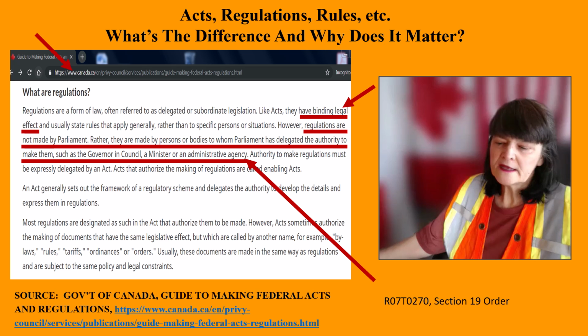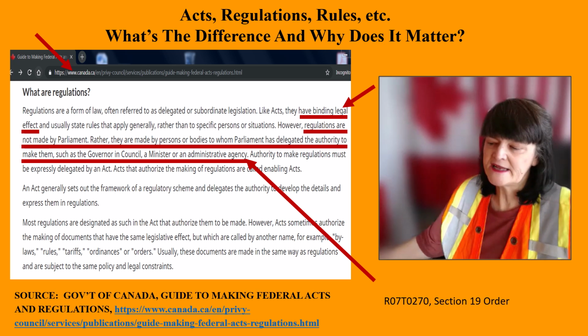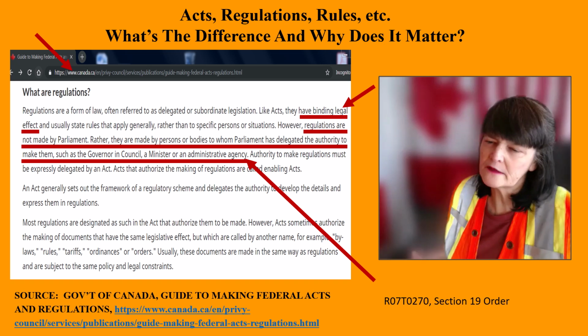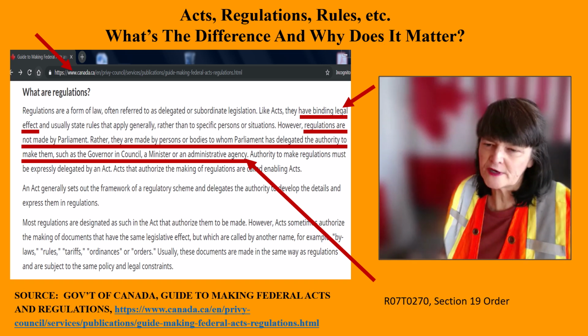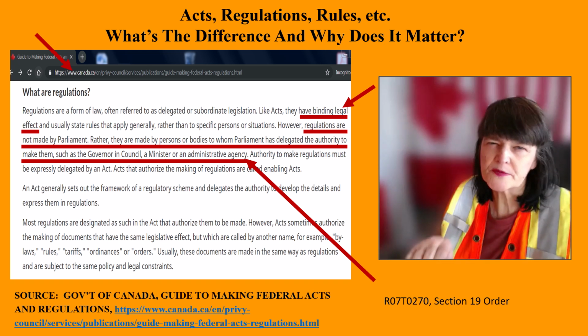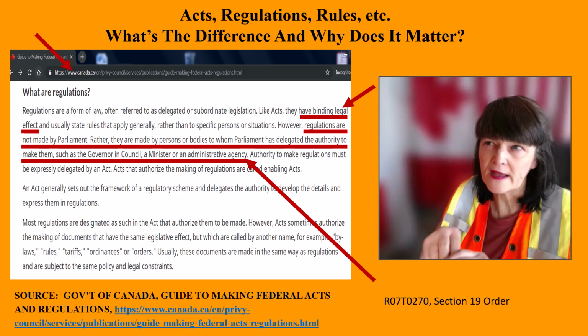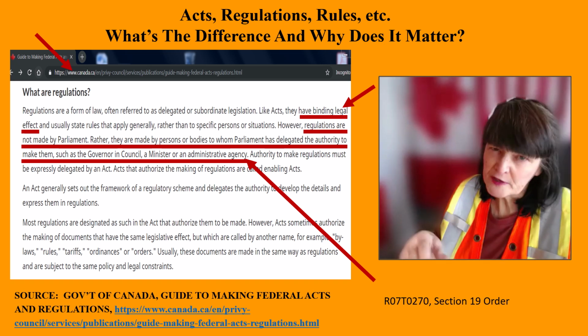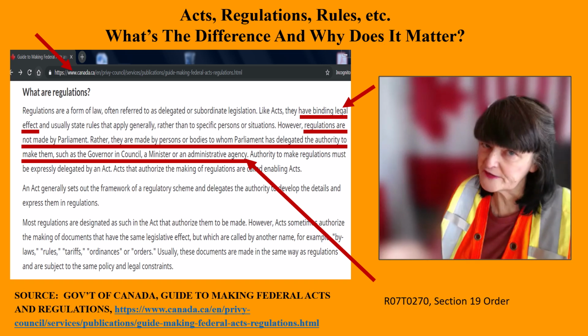Okay, so again, from this same guide to making federal acts and regulations, and acts and regulations, I mean, they're pretty well the same. I don't mean word for word, but I mean as far as the processes and as far as the ability to enforce them, that would be pretty well the same in Canada and the US. An act is an act, a regulation is a regulation.